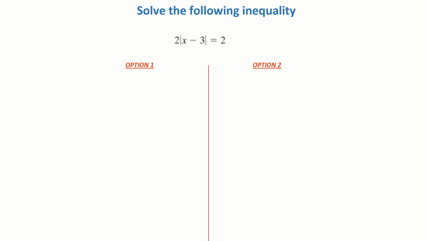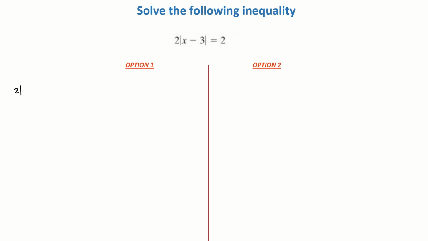Let's look at absolute value inequalities, or modulus inequalities as they are commonly known. In this example, I'm going to solve it in two different ways, option 1 and option 2. In option 1, I'm going to let it equal the positive and negative value, and in option 2, I'm going to use the squaring out method. So let's look at the first one here.